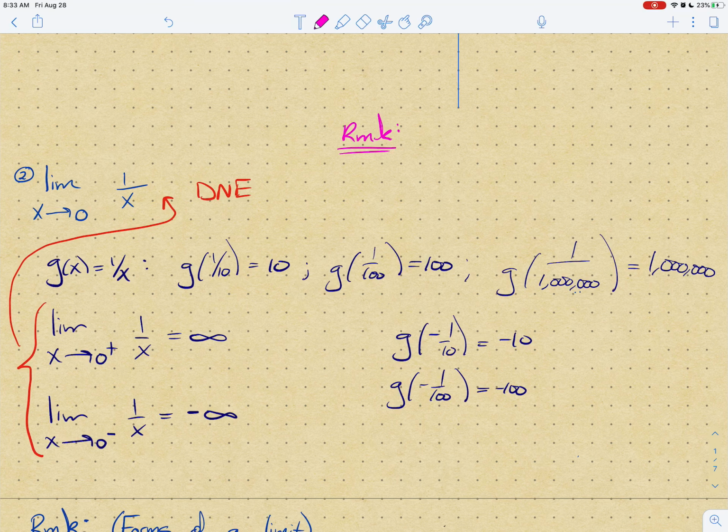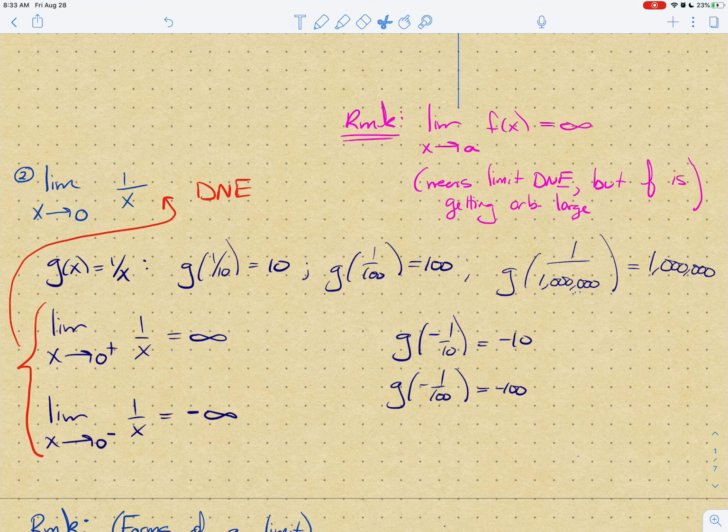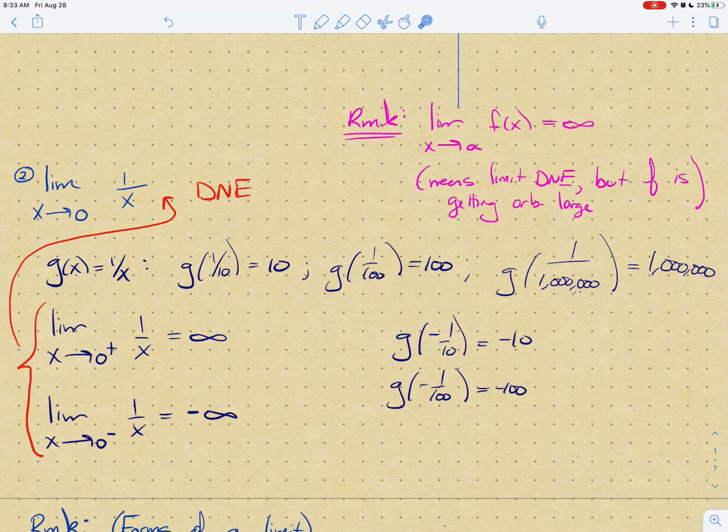And this is important. If we say that the limit as x goes to a of f of x equals infinity, this means that the limit does not exist. There is no number that f is getting closer and closer to, but it is getting arbitrarily large. So the limit doesn't exist, but f is getting arbitrarily large. When you say that the limit is infinity, it's understood that the limit doesn't exist. There's not a number that the function is getting closer and closer to.